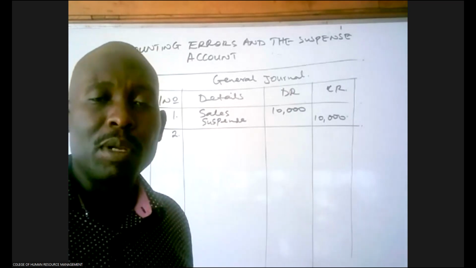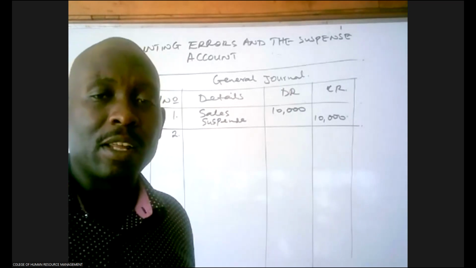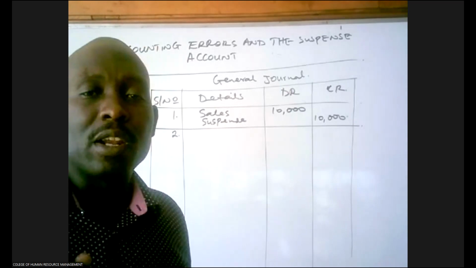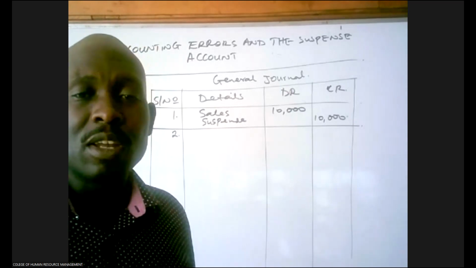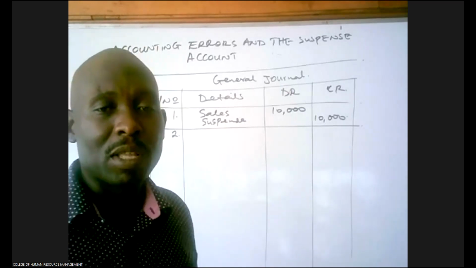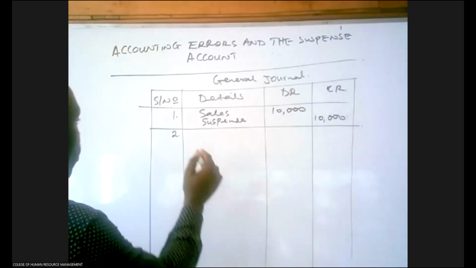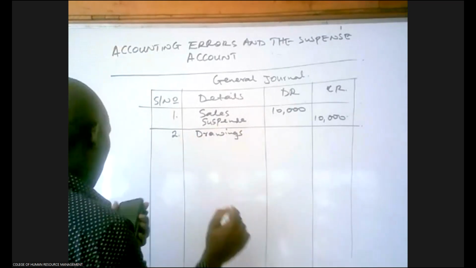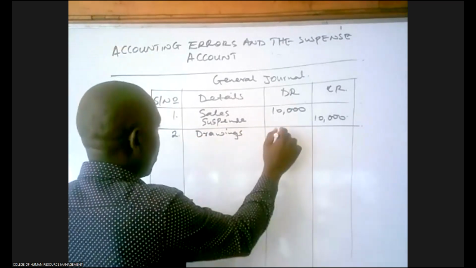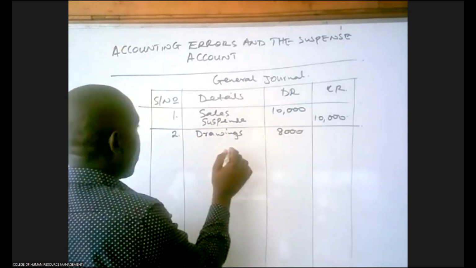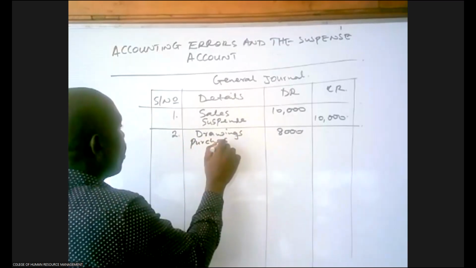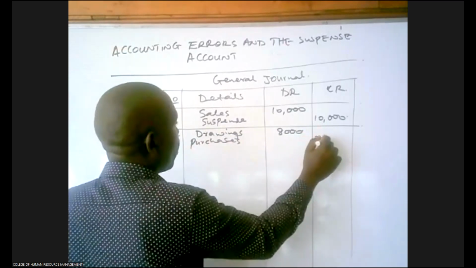These goods that we debited in the purchases account for sale have been taken by the owner for personal use. So this drawing is reducing the purchases. We credit the purchases. So we shall debit drawings by the value of the goods, 8,000. Then credit purchases by 8,000.